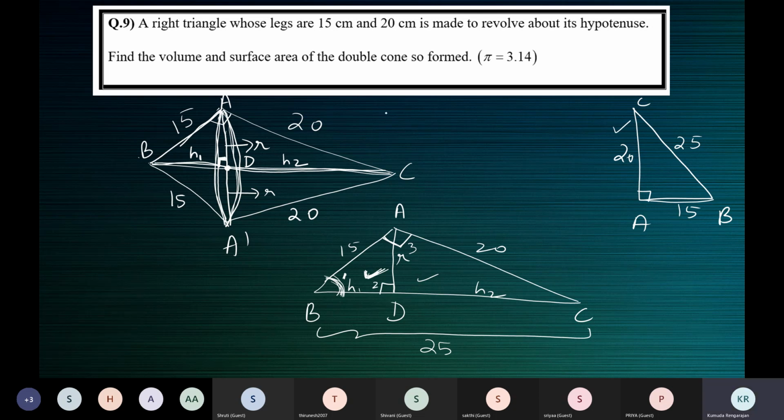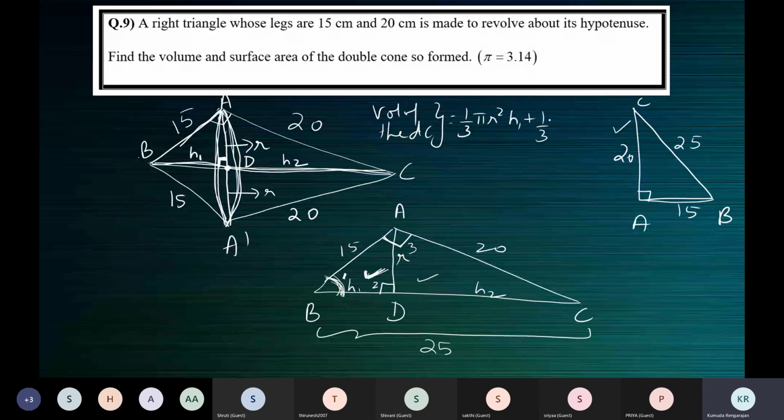So now volume of the double cone. I'll just write DC. Volume of the double cone is equal to volume of the small cone plus the volume of the big cone. So 1 by 3 pi r square H1 plus 1 by 3 pi r square H2. It's going to be r in both the cases because the radius is the same for both the cones.